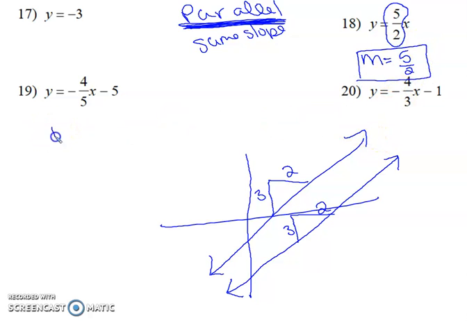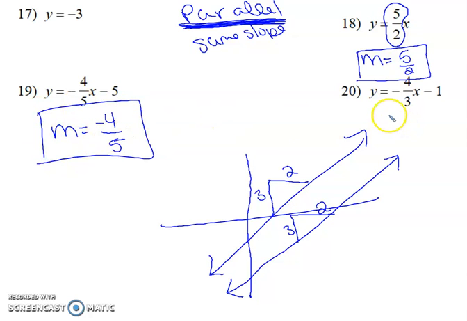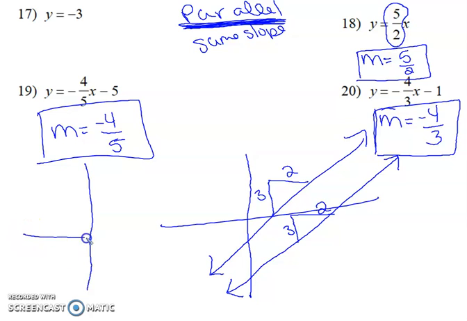Number 19. It's parallel, so my slope is negative 4 over 5. 20. M equals negative 4 over 3. Okay? Remember, it only goes with 1 if it is a negative. So now we're going to talk about number 17 because it's a little harder. Okay, so first of all, this is a y equals. Is that a Hoy or a Vux line? That's a Hoy. That means it's a horizontal line at negative 3.